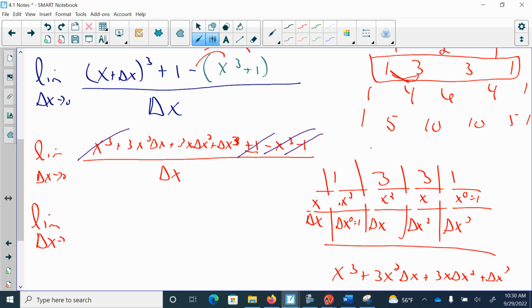I feel like we should do another one to the third power since I put this one. I'm factoring out delta x when I rewrite this. So I'm going to have 3x squared plus 3x delta x plus delta x squared.